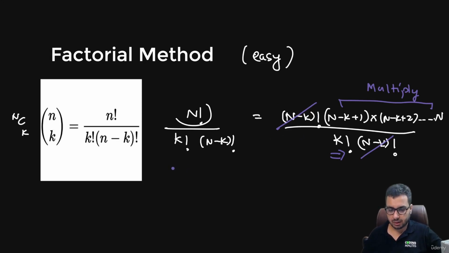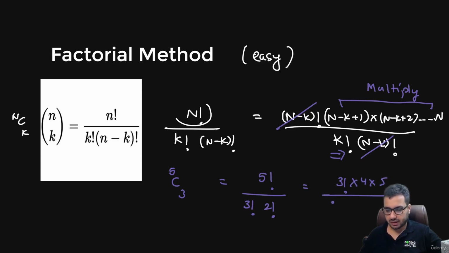So if I give you an example of, let's say, 5c3, you write it as 5 factorial divided by 3 factorial and 2 factorial. What I'm saying is, you can write 5 factorial as 3 factorial multiplied with 4 and 5, divided by 3 factorial into 2 factorial. So this goes off. Effectively you are left with 5 into 4 upon 2, which is 10. So that simplifies your work.